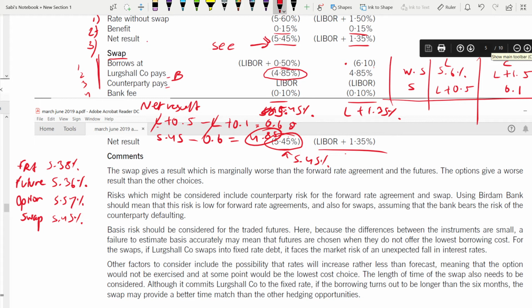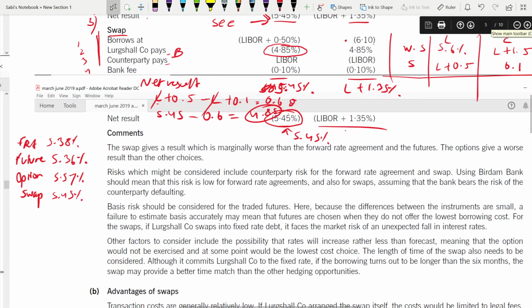You can start with forward. You can start with future. You can start with option. You can start with swap. You can start with any order. It is up to you. That flexibility is there, that option you have, but this point has to be there. If you write, you have to write option is worst. You have to write which one is giving the lowest rate, future. But you have to compare.